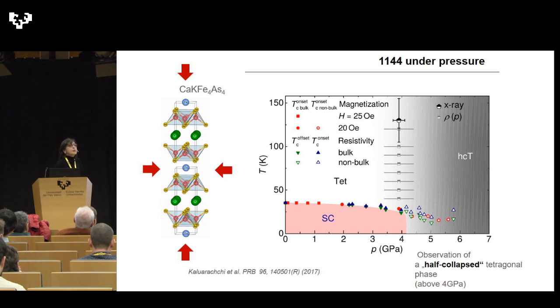And at about 4 gigapascals, there is a drastic disappearance of the superconductivity, as well as what we call a tetragonal collapse of your lattice. So the system remains tetragonal, but there is a strong collapse of the c-axis with respect to the a-axis. And the question is, where does that come from, and how can we understand this phase diagram?